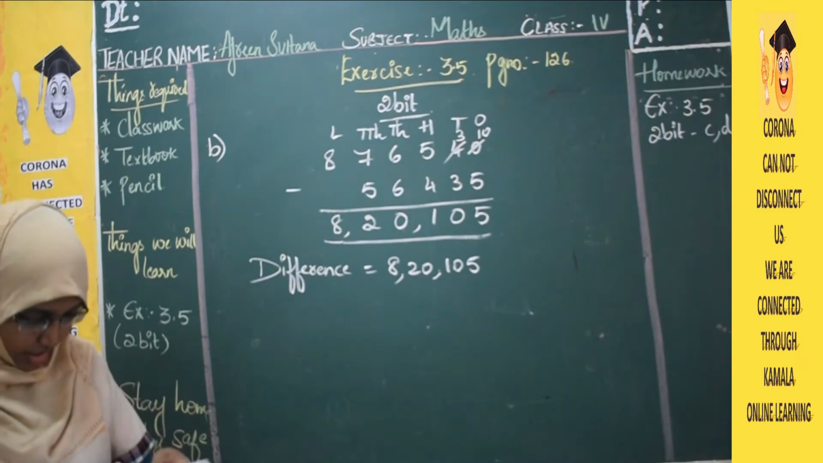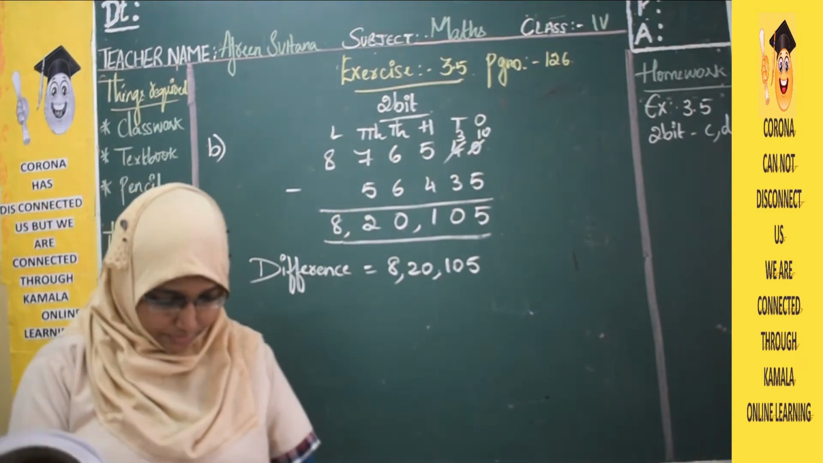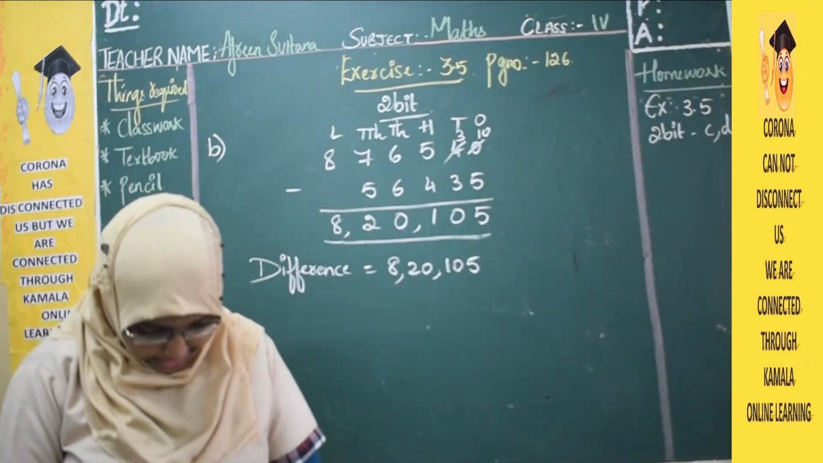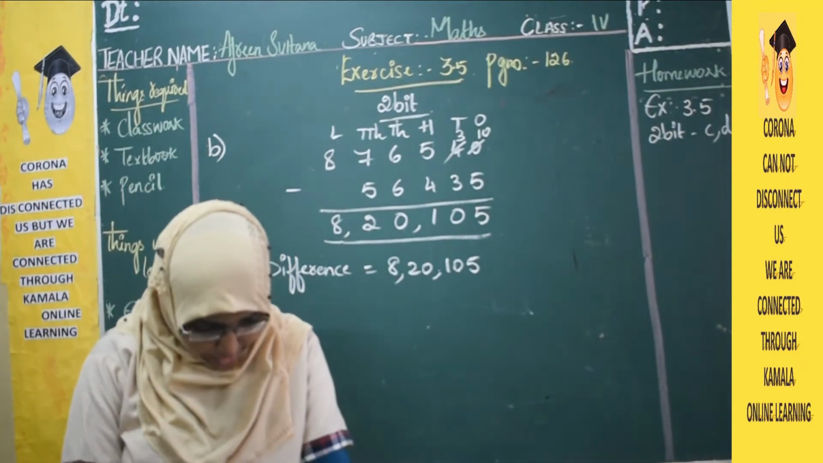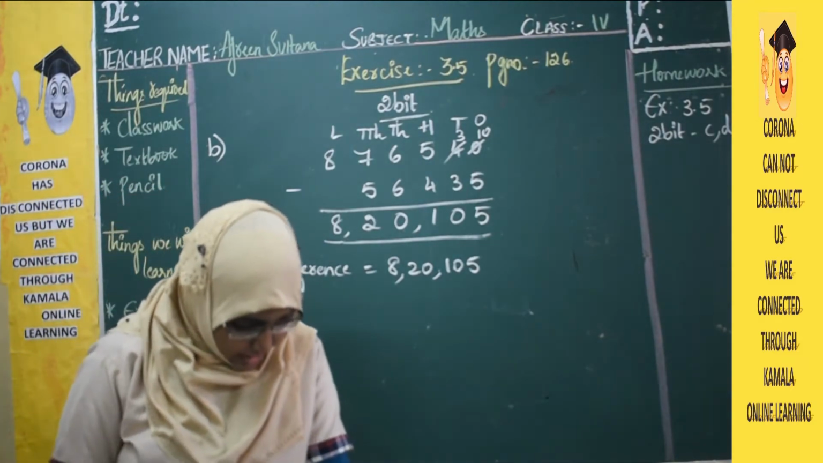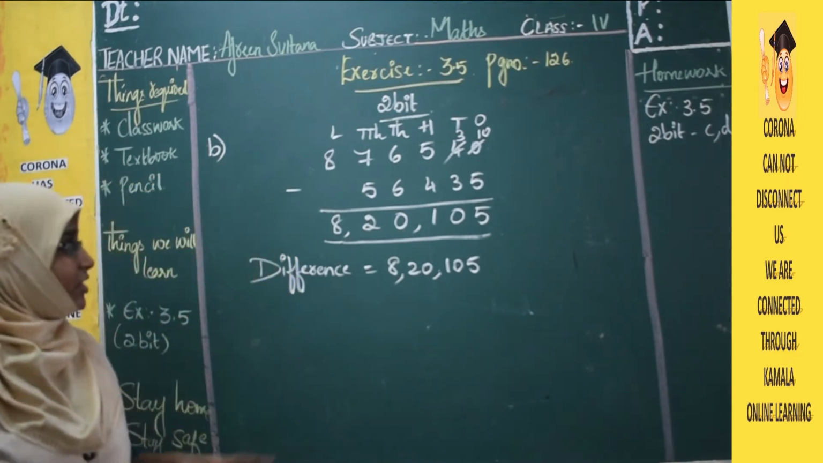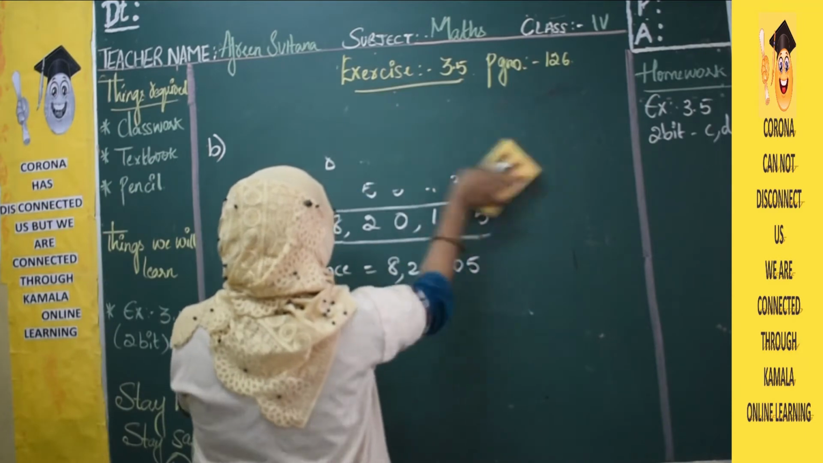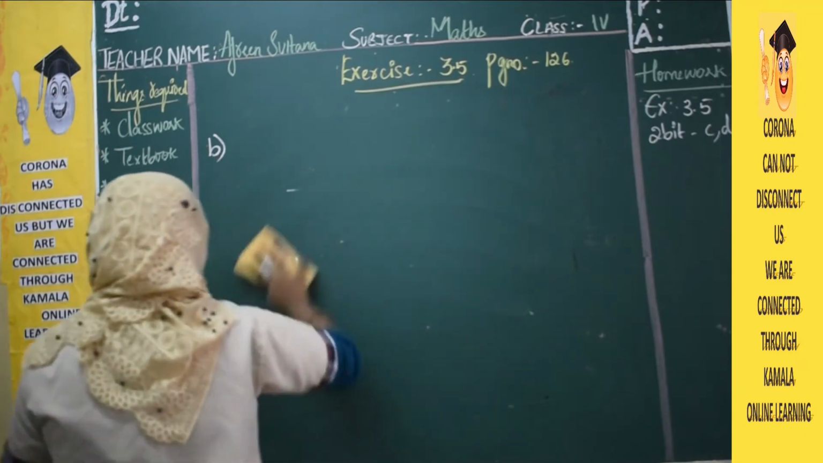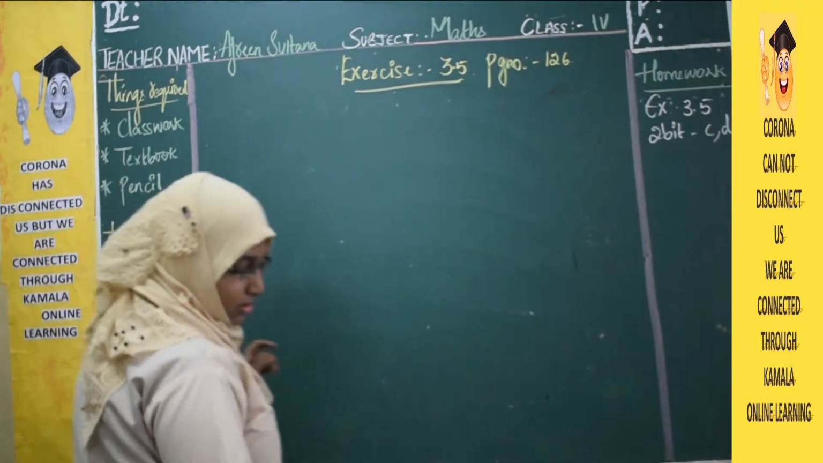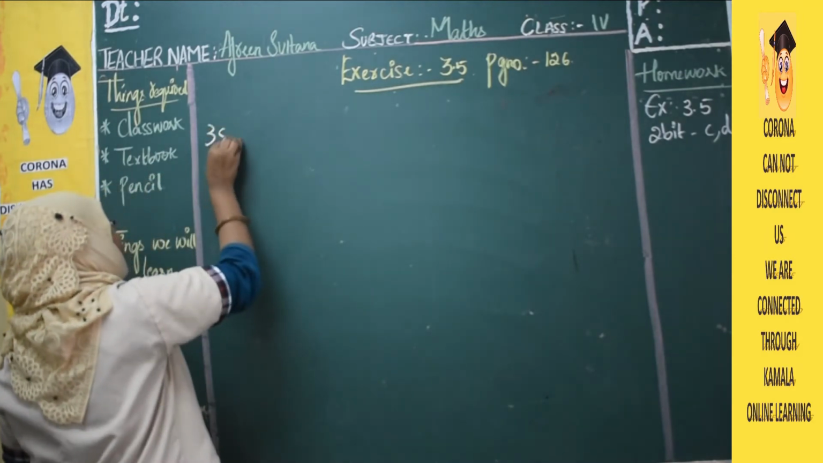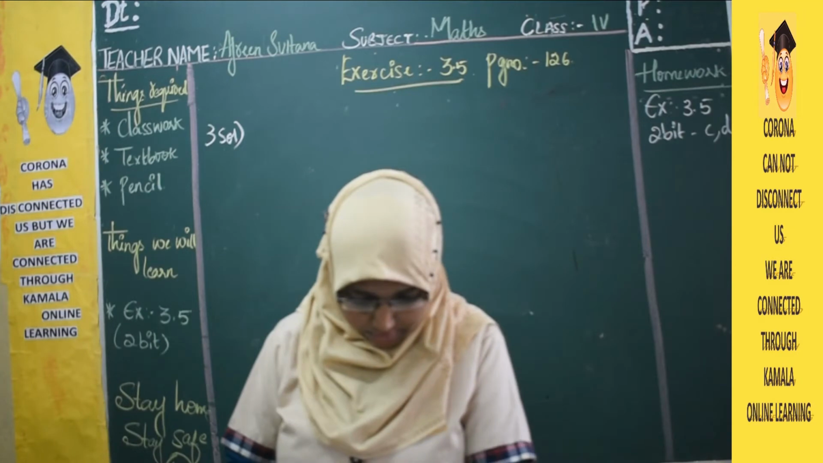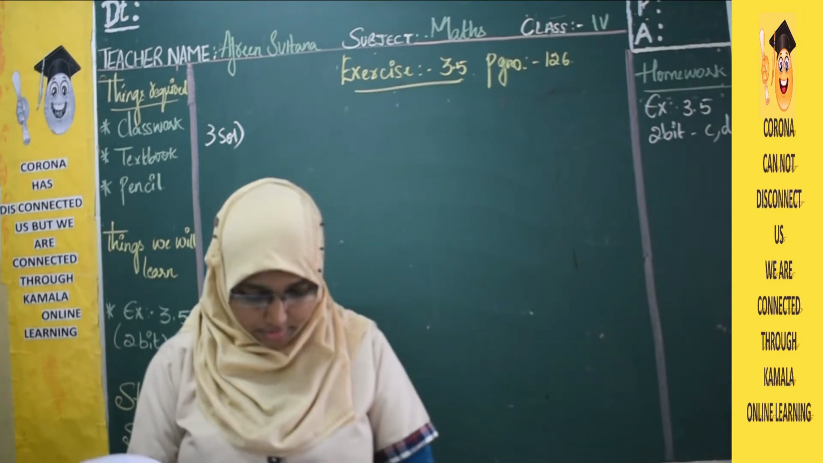Yes. Now let us move to the next, the third one. Subtract 5,07,212 from 7,85,000. I hope you have done this. Yes, so let me erase. Third one. Please copy down your third question in your classwork. I hope you have done it.